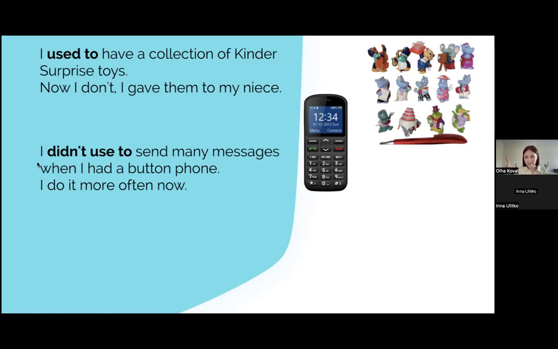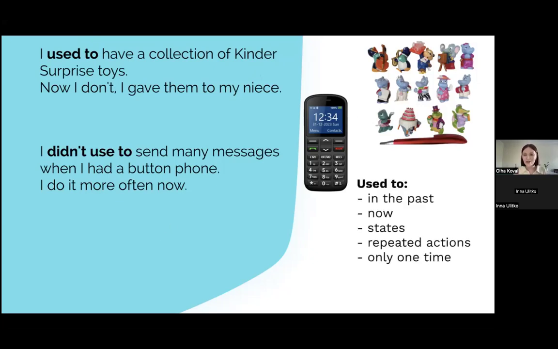Did it happen one time in my past, or did it happen many times? So was it a repeated action? So I didn't used to send many messages. Was it once, or was it a repeated action, many times? Oh, okay, thank you. And you can see that in both sentences we have the same structure: used to, didn't used to. So let's analyze it.